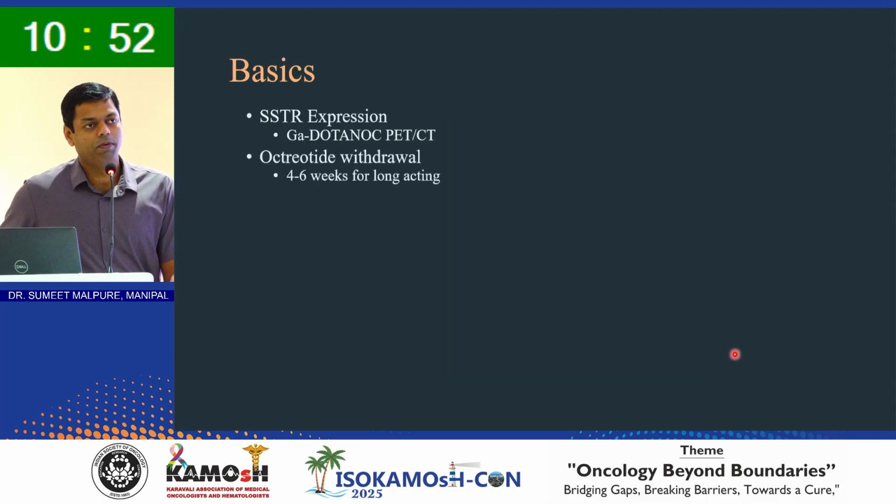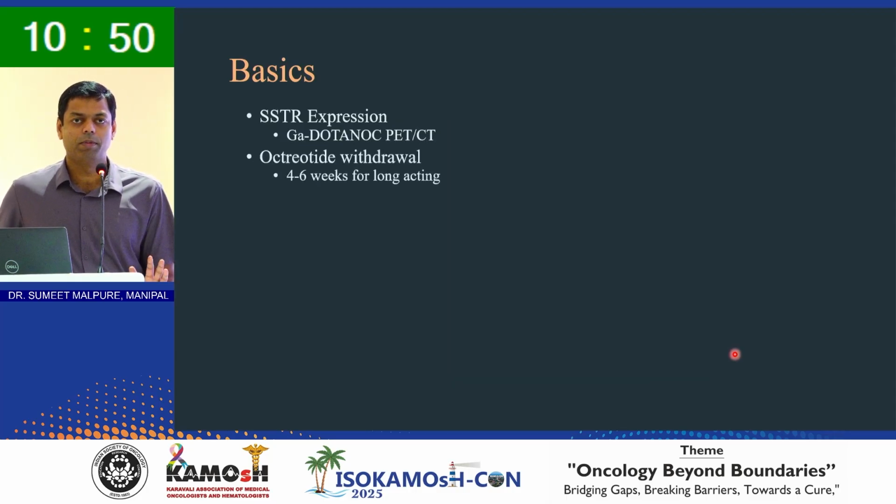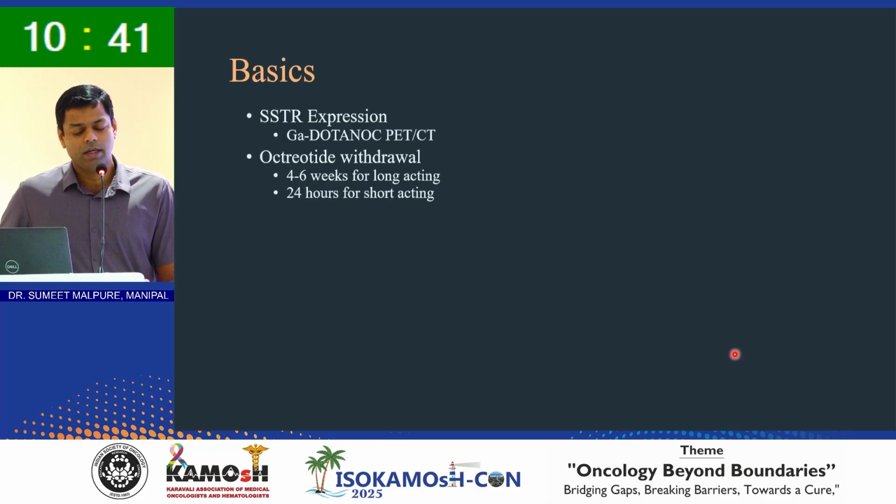Second thing is octreotide withdrawal. The patient usually before coming for PRRT will be on octreotide or long acting. So we will stop that for 1 month, 4 to 6 weeks. And if it's a short acting agent, then for 24 hours.